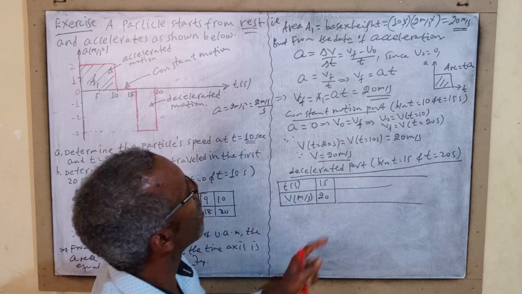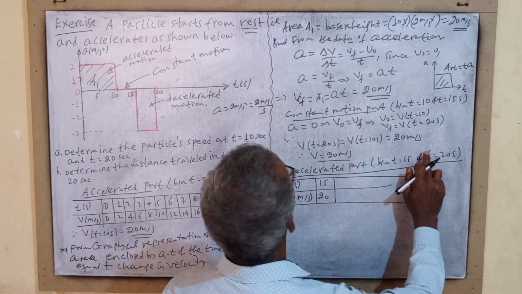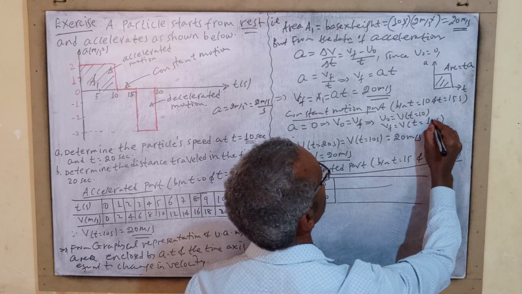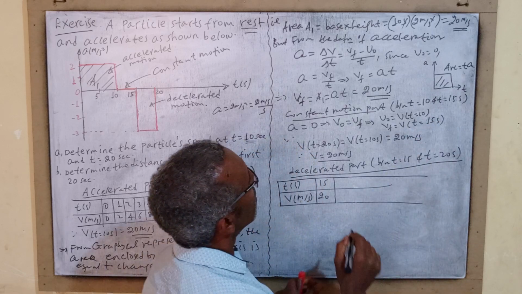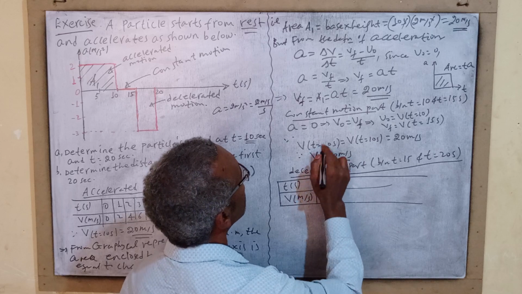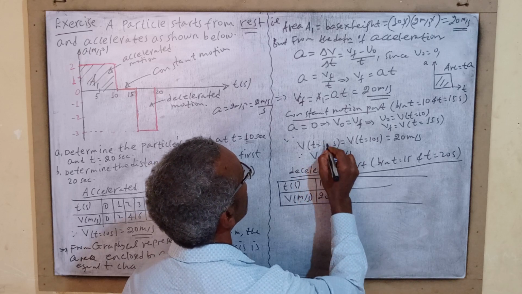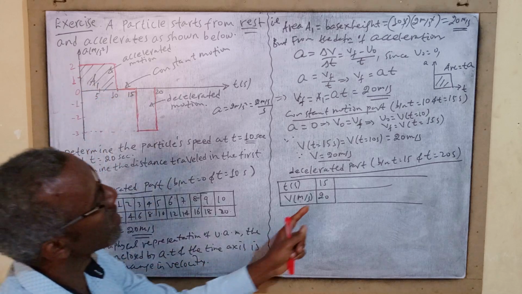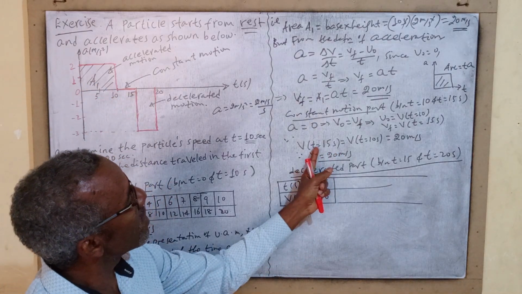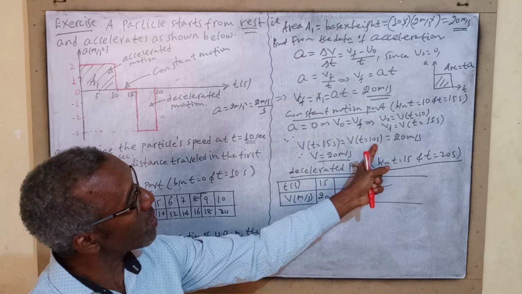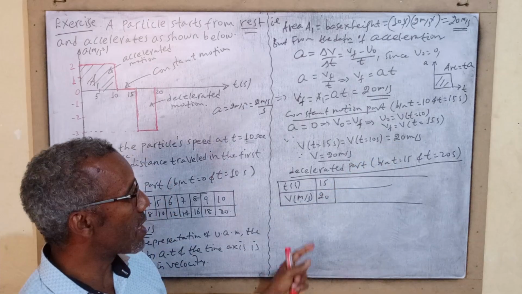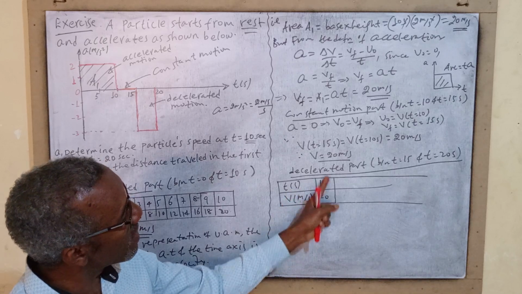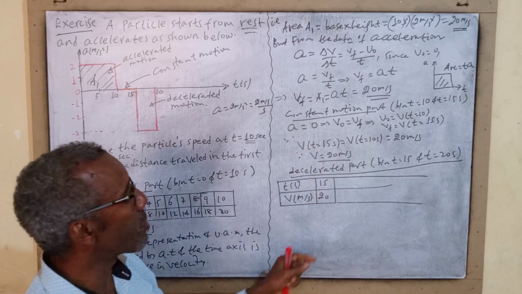Sorry, it's 15, not 20. The constant motion is between 10 and 15 seconds. The speed at t equals 15 seconds is equal to the speed at t equals 10 seconds, which is equal to 20 meters per second. When t equals 15 seconds, the speed is 20 meters per second.